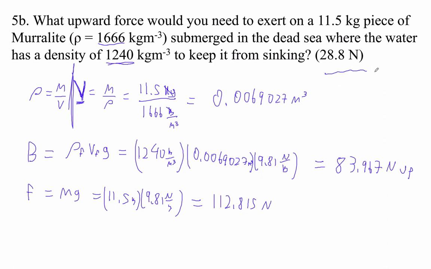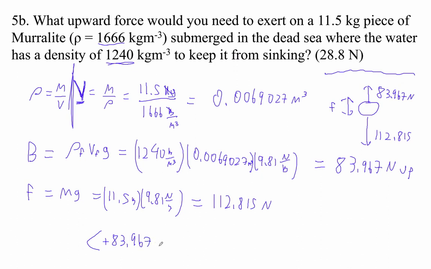So here is the Dead Sea. Here's the murrelite. Okay? We have an upward force of 83.967 newtons. That's the buoyant force. So you have a downward force of 112.815. And then we have an unknown force, right? We know it's going to be up, but we'll just pretend that we don't know. And we set up an equilibrium expression, right? So positive 83.967 plus F, since unknowns you just always say are F, minus 112.815 equals 0, right? That is, the thing is neither accelerating up nor down.